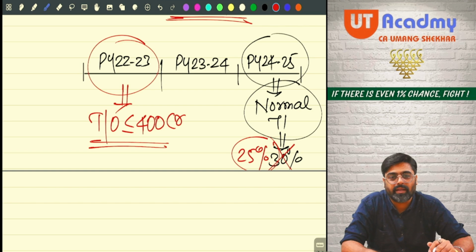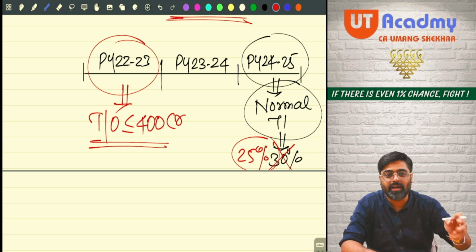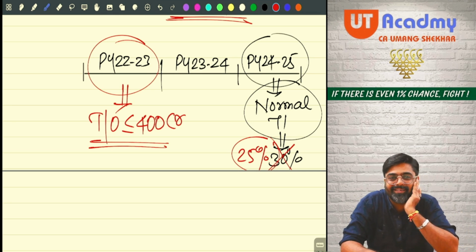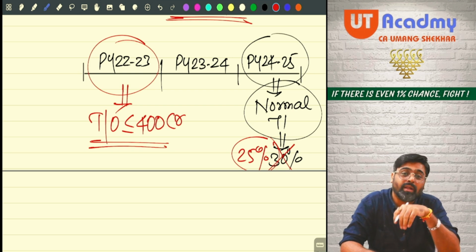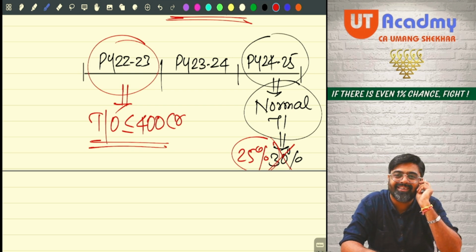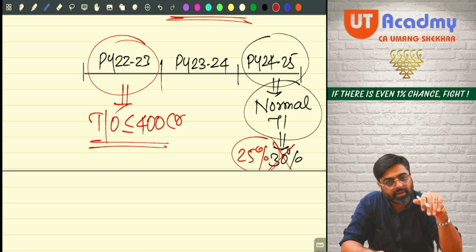Sir, they could have taken the turnover for this year also, no? Forget about this year, at least last year they would have taken. Why did they take the turnover of last to last year, sir? Just imagine, whatever tax rates which are applicable on normal total income are given in Finance Act.